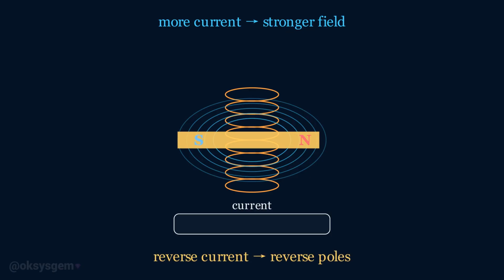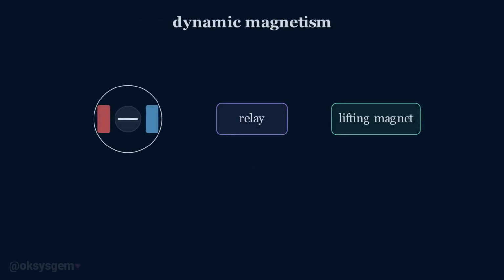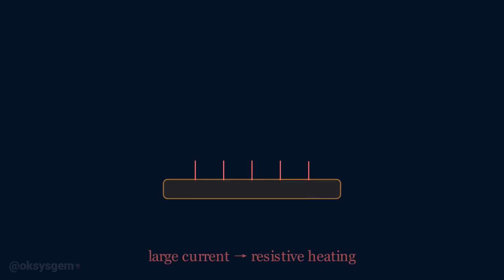This makes electromagnets useful in machines where magnetism has to change dynamically. Electric motors use changing magnetic fields to produce rotation. Relays use electromagnets to move electrical contacts. Industrial lifting magnets can pick up large quantities of ferromagnetic metal and then release them when the current is switched off. But ordinary wires have electrical resistance. Push a large current through them and they heat up. Eventually, heating becomes one of the main limitations on how strong a practical conventional electromagnet can become.